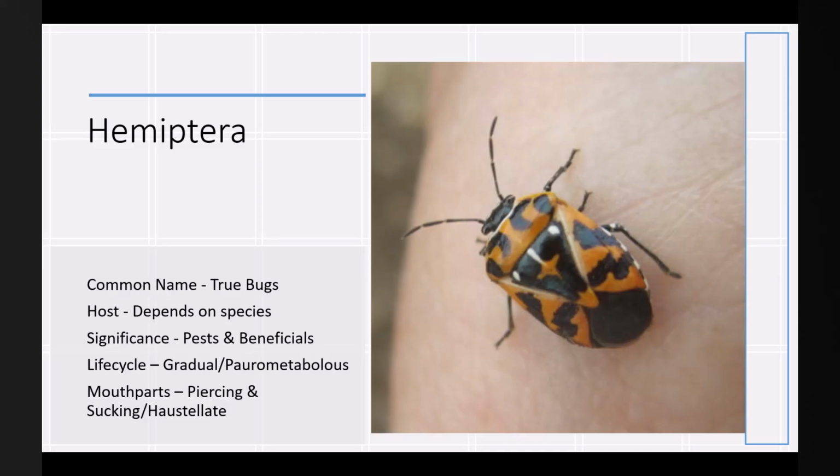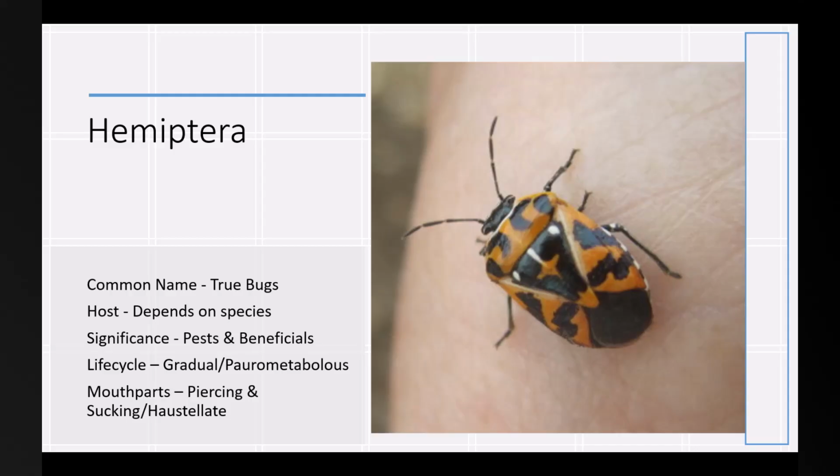So Hemipterans are all of the true bugs. Their host is very broad. It's going to depend on the species or specimen that we're looking at. They are considered pests, beneficial, and in some situations inconsequential. They have a gradual or paurometabolous life cycle, and they have piercing and sucking or haustellate mouthparts. So this entire order has those piercing and sucking haustellate mouthparts.